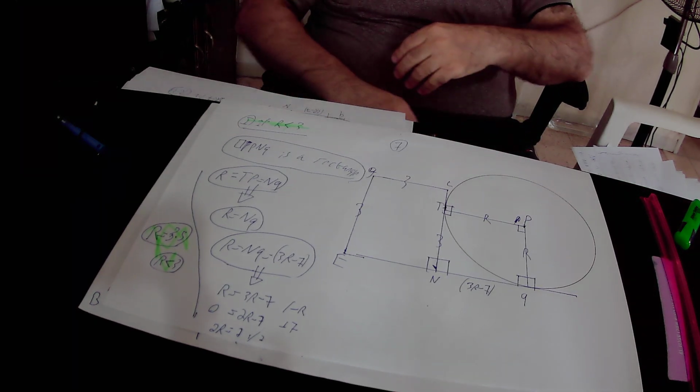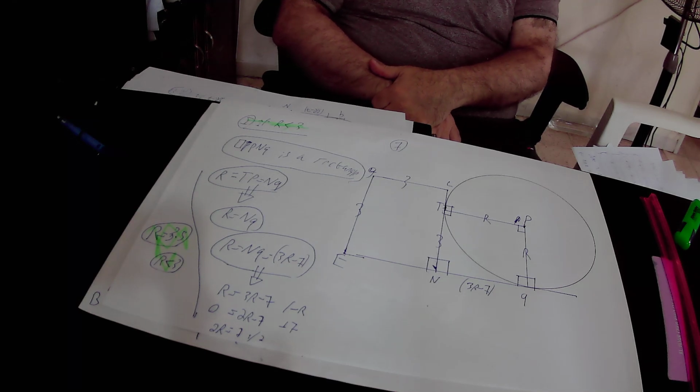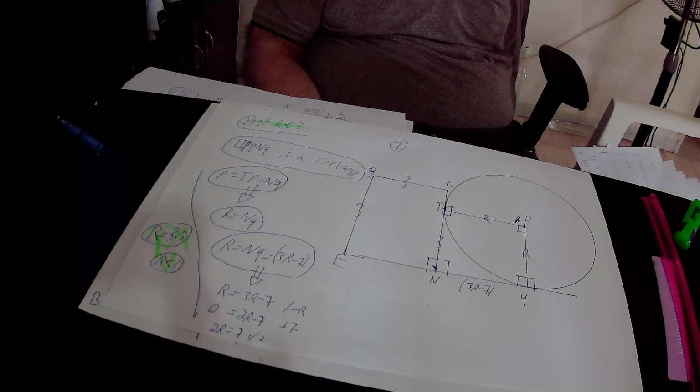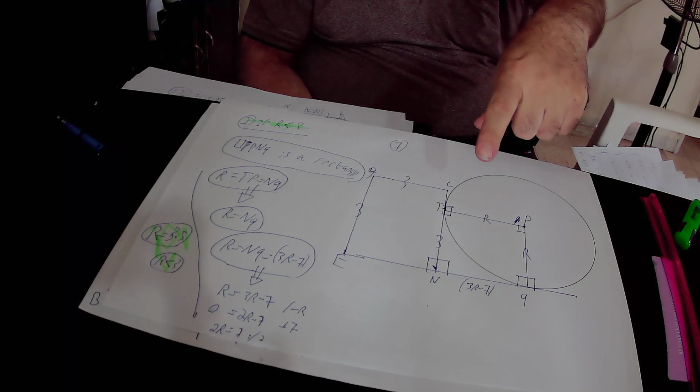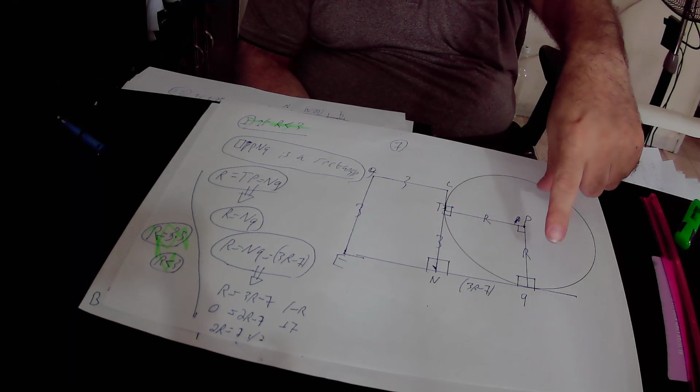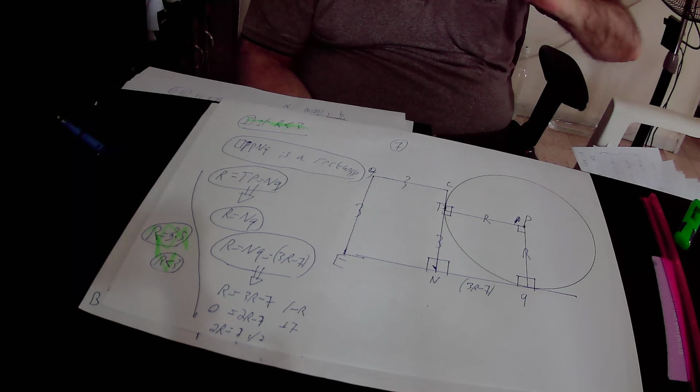So here we have the first possibility, that R is less than 3 units. If the radius of this circle is less than 3 units, and the side of the square is 3 units, it means that the side of the square will be higher than the radius. So you can see in the drawing.